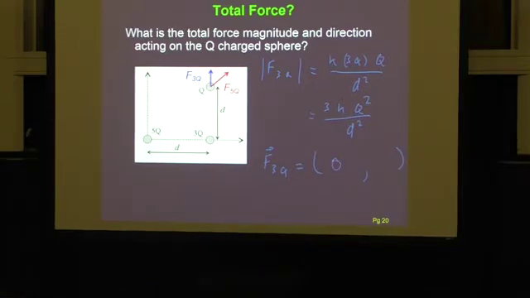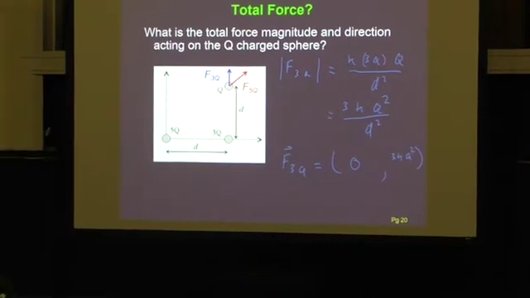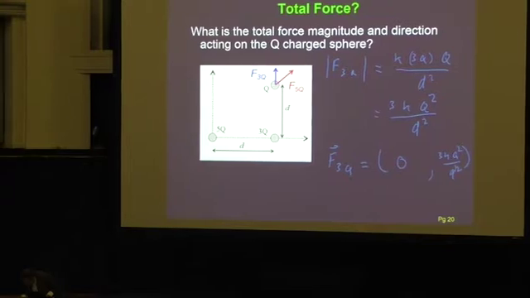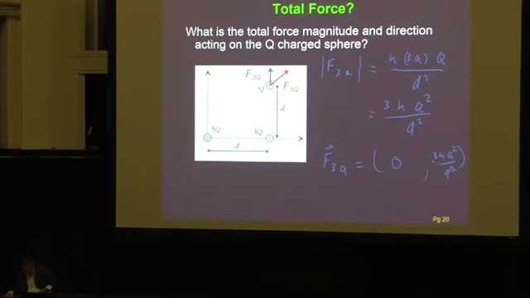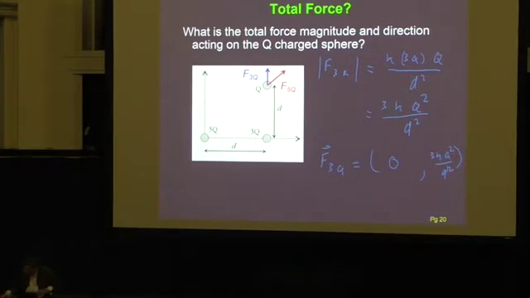So I'd have 0 in the x direction, and then 3kQ squared over d squared here, and of course this would be positive, because we're going to assume we have our usual x, y coordinate system like this, x and y, and so this force is pointing in the positive y direction.